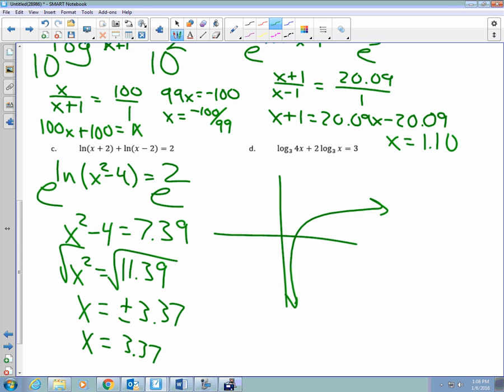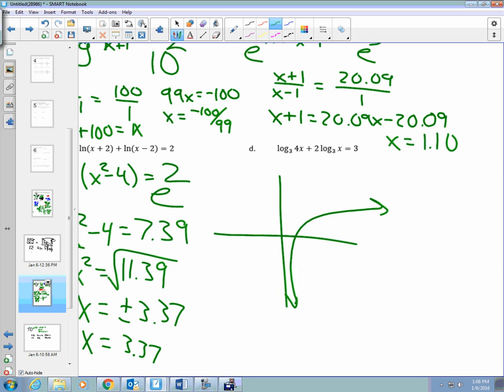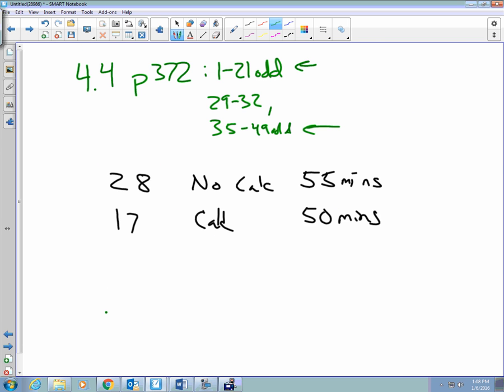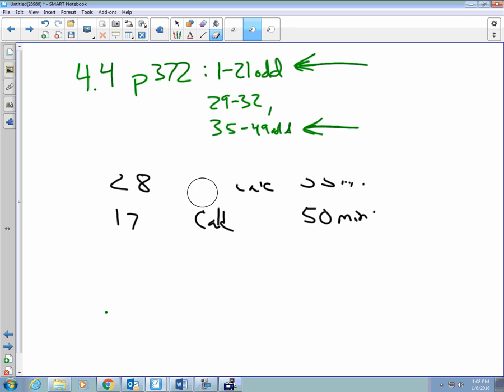It's just positive 3.37. So we'll finish up D tomorrow, and what I need you to do, your assignment is right here. I just have these arrows to show you they are just odds for those two sections. So it looks like it's lengthy, but they're odd. So that's every other problem. So it's not that bad. And it is listed on the website as well if you'd rather check that to save time here.